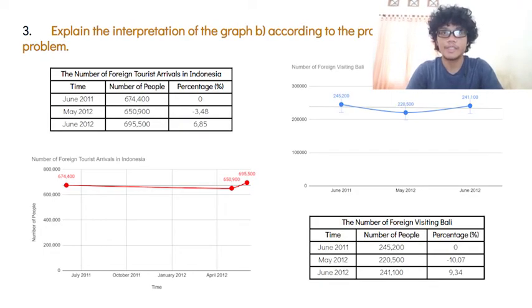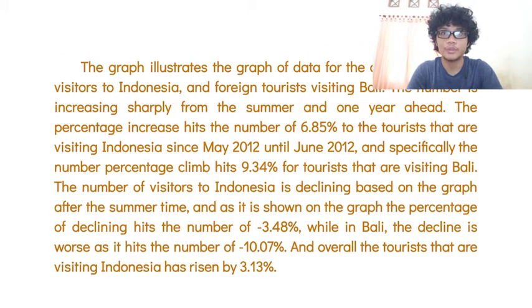This is the interpretation of graph B according to the problem given. The graph illustrates the data for arrivals of foreign tourists in Indonesia and foreign tourists visiting Bali. The number is increasing sharply from the summer and one year ahead, as you can see. But the percentage increase hits 6.85% for tourists visiting Indonesia from May 2012 until June 2012. And specifically, the percentage climbed to 9.35% for tourists visiting Bali.